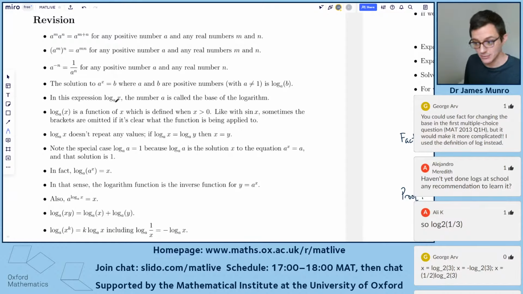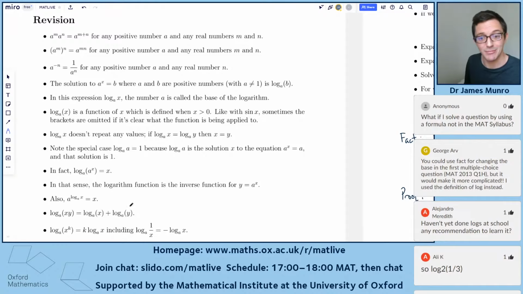That's just about it. They've got a very nice property that log base a of two numbers multiplied together is the sum of those two logarithms. Otherwise, that's about it. Right, cool.